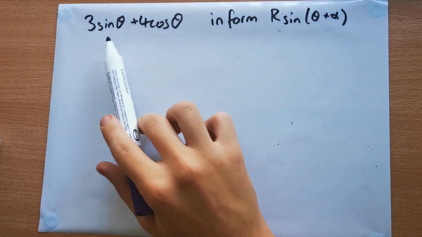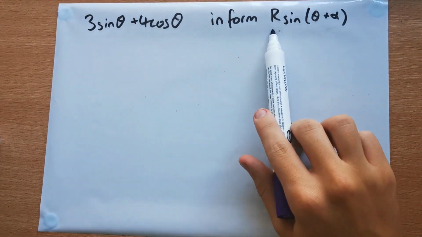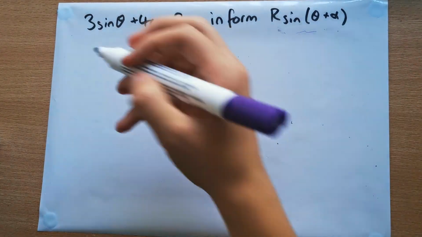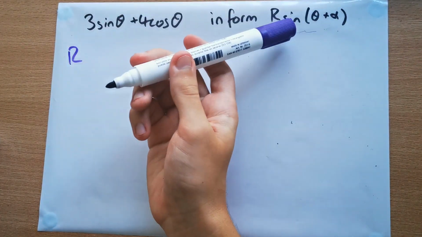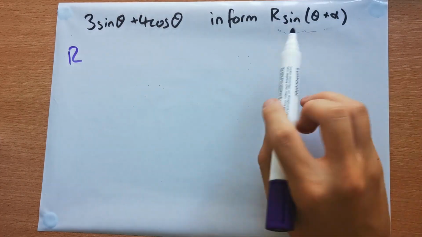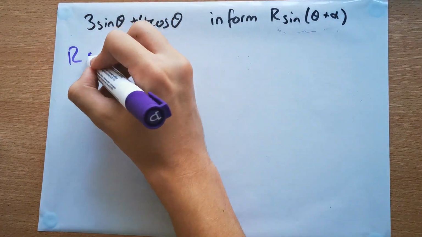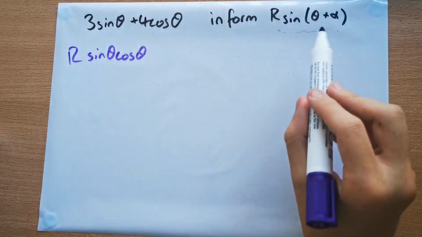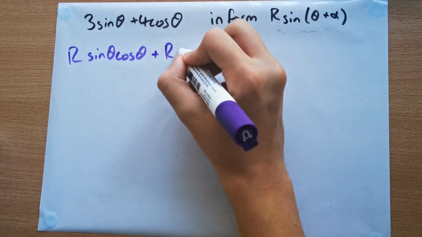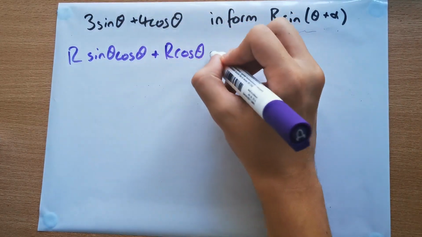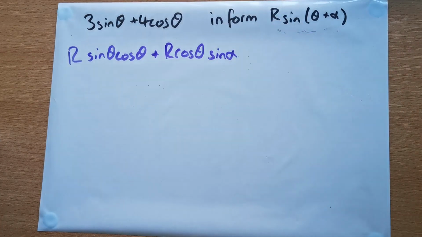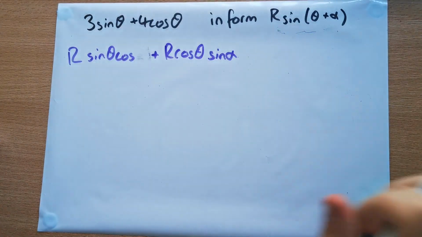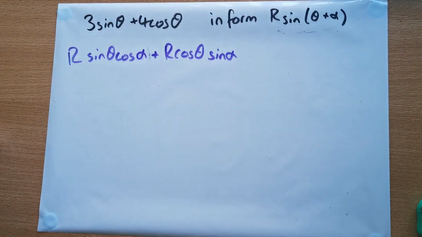We want to write 3 sine theta plus 4 cos theta in the form r sine theta plus alpha. So I like to do this first. Use the compound angle formula to get that: r sine theta cos alpha plus r cos theta sine alpha. And I'm aware that I said alpha and drew a theta there. Whoops. That should be an alpha. Okay.